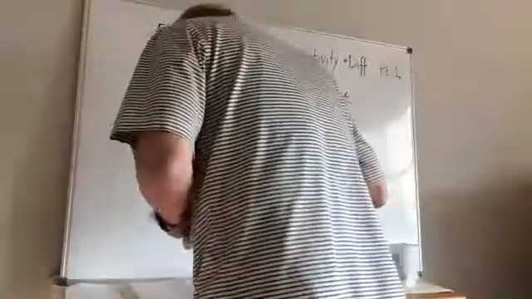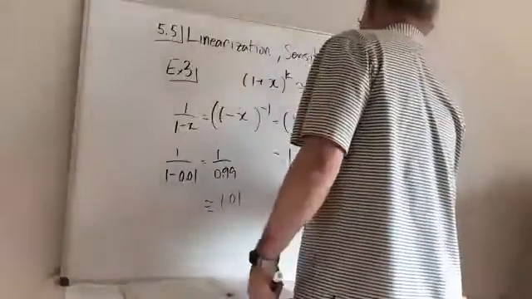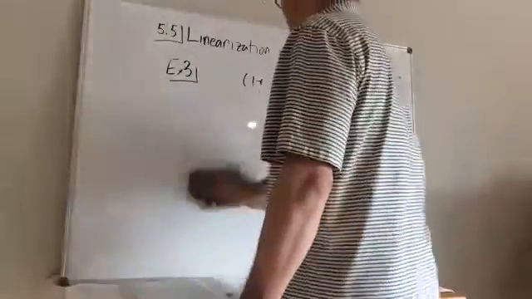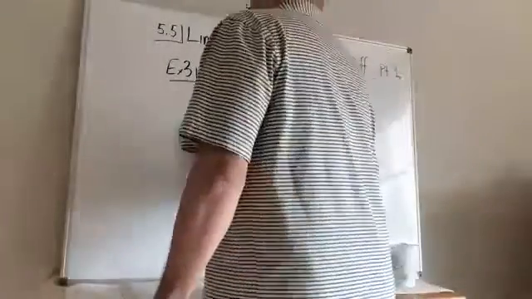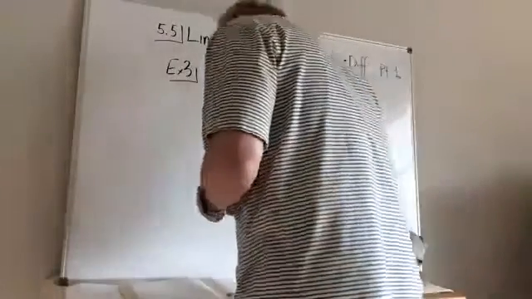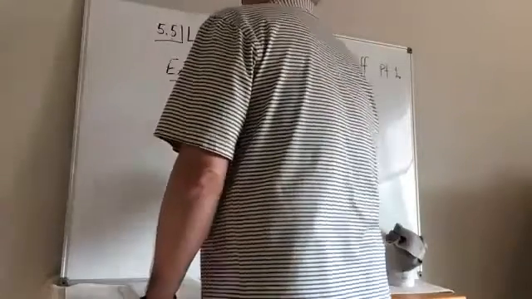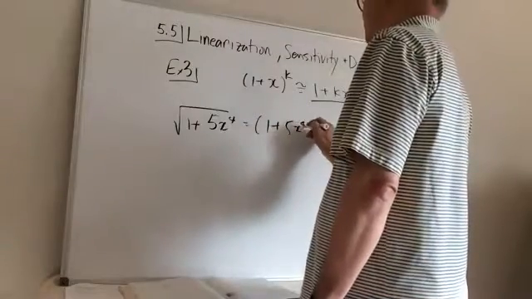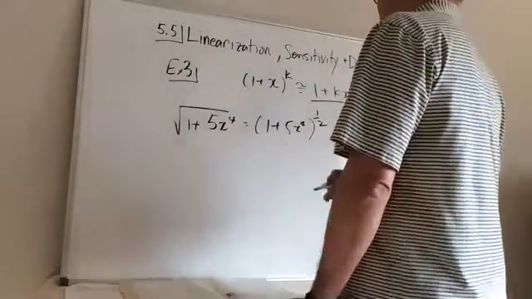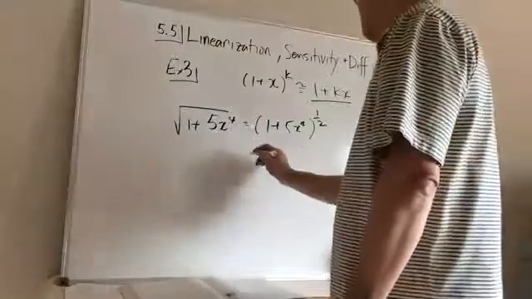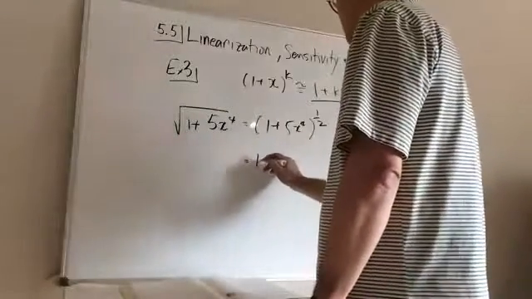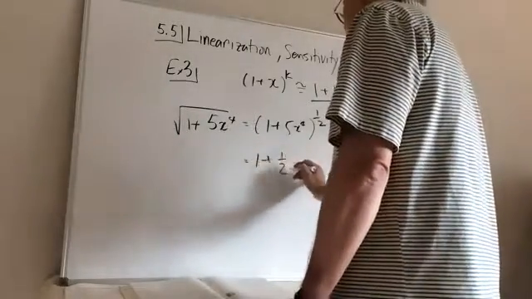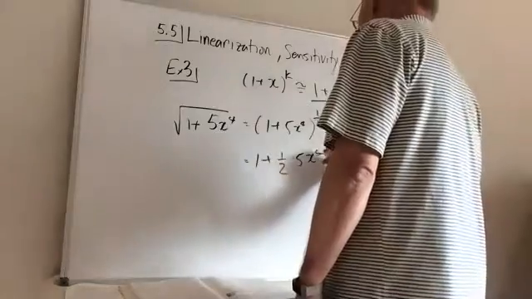So that is B. Let's do C. In C, we have the square root of 1 plus 5x to the 4th, 1 plus 5x to the 4th to the 1/2 power. So this is going to be equal to 1 plus the 1/2 goes in times 5x to the 4th.